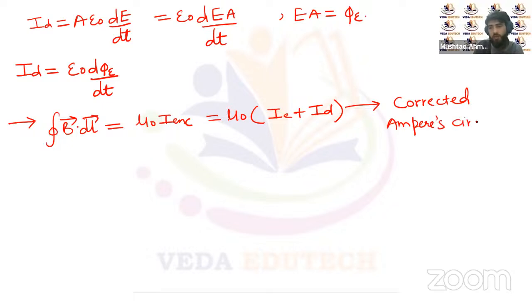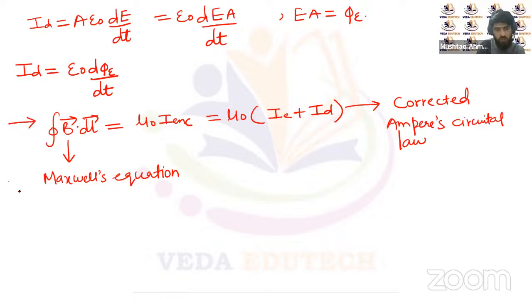This is the corrected Ampere circuit law, and this is also what we call Maxwell's equation, right? This is Maxwell's third equation. It's one of Maxwell's important equations, right?